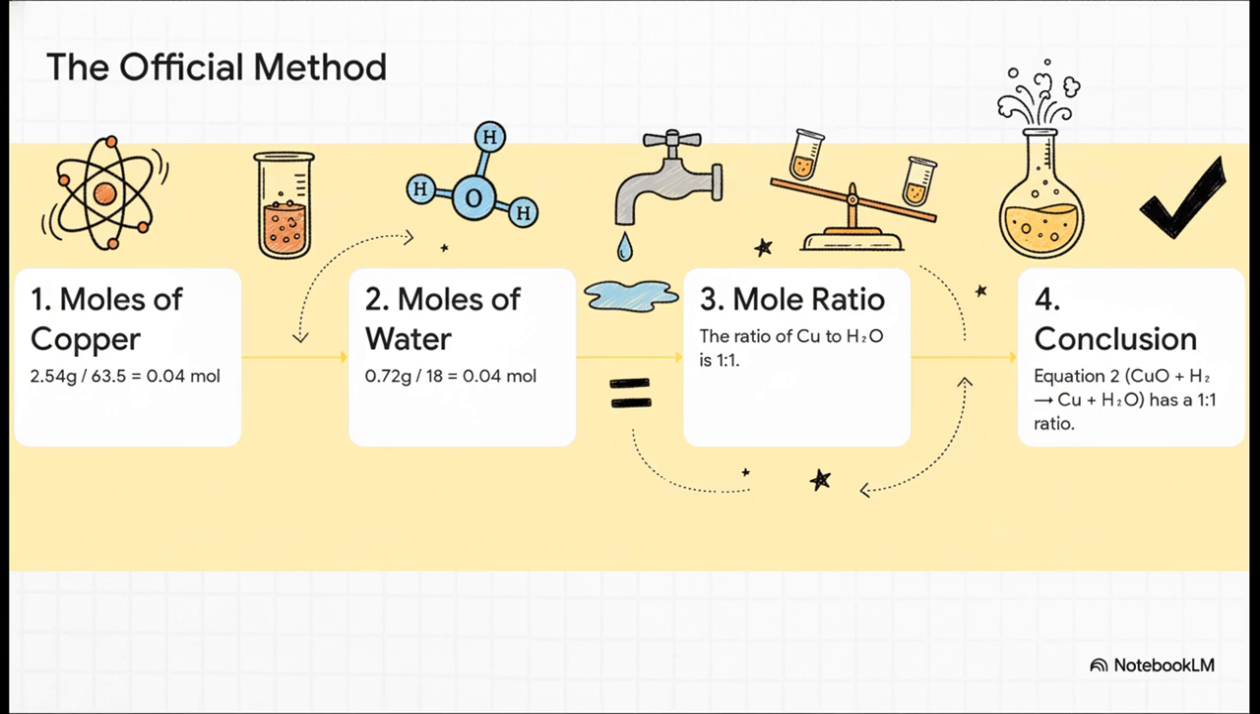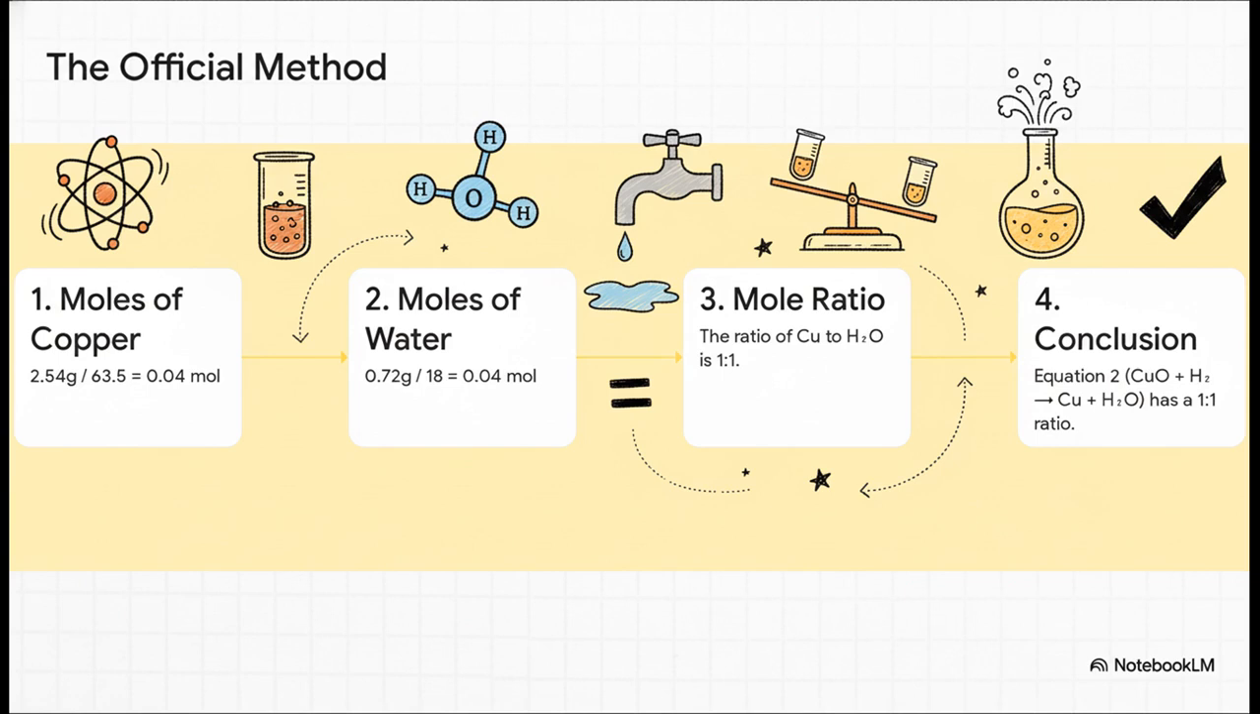Step 2. Moles of water. We take its mass, 0.72 grams, and divide by the Mr of water, which is 18. And what do you know? We get 0.04 moles again. So the ratio of copper to water is 0.04 to 0.04, which is just a simple 1-to-1 ratio. Now we look back at our two equations. Which one has a 1-to-1 ratio between Cu and H2O? It's equation 2.